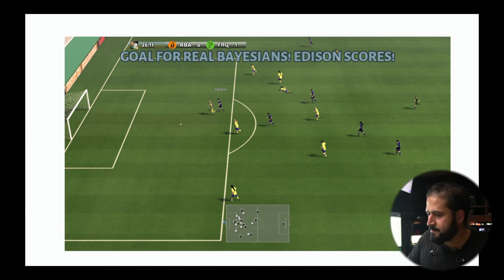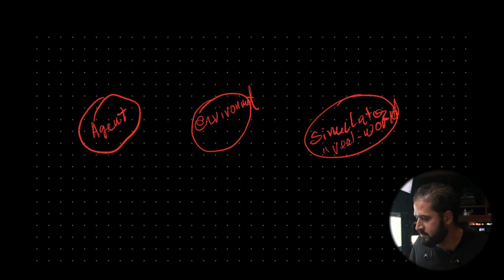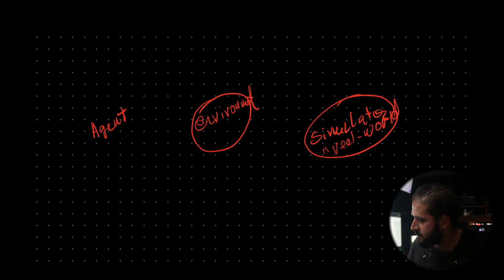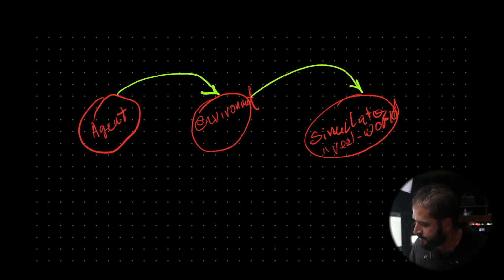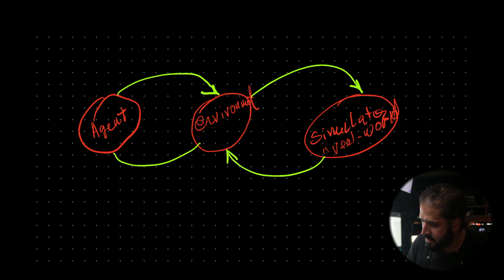Let me go back to the whiteboard. The communication here goes from this one to this one to this one, and so on. Information goes from one place to another. From the agent to the environment, there's an action being passed in.